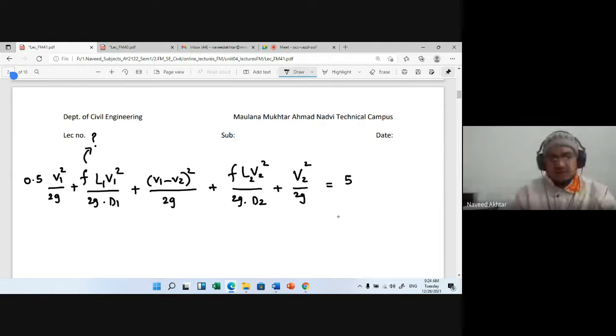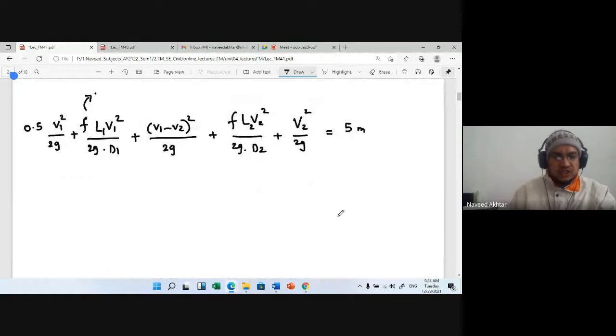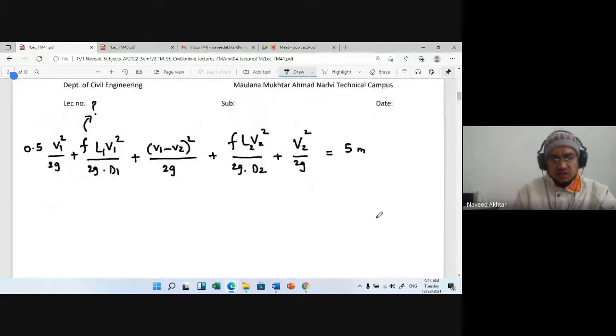So I write this. Now, putting all these values and taking 2g to the right side, what will be the equation? 0.5, and you know the V1? We don't know the V1. So before going to that, I will say that this is equation number 1.